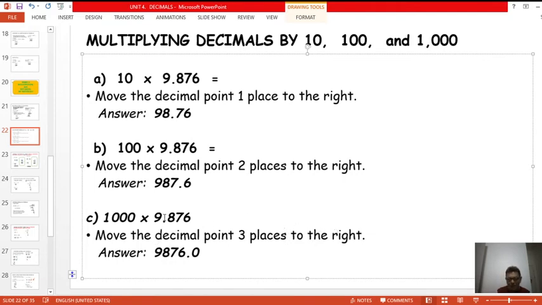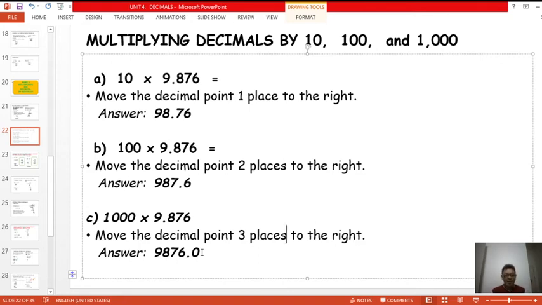So if this is 1000 times 9.876, 3 decimal places or 3 places to the right, you have 1, 2, 3. So the answer is 9,876. You can write .0, or you may not write it down because that's already a whole number. So that is how to multiply decimals by 10, hundreds, and thousands.